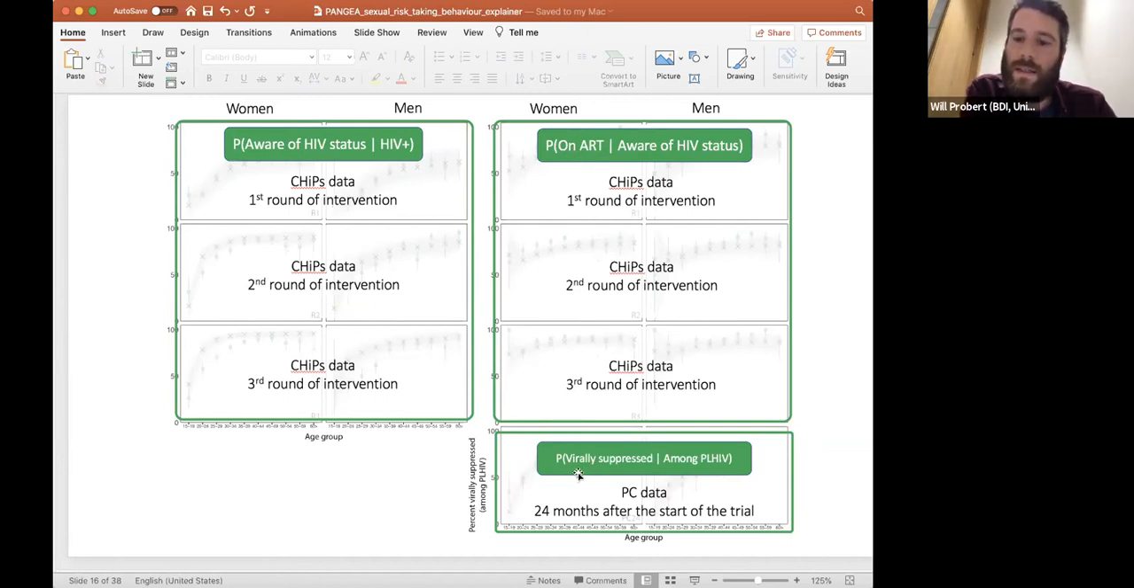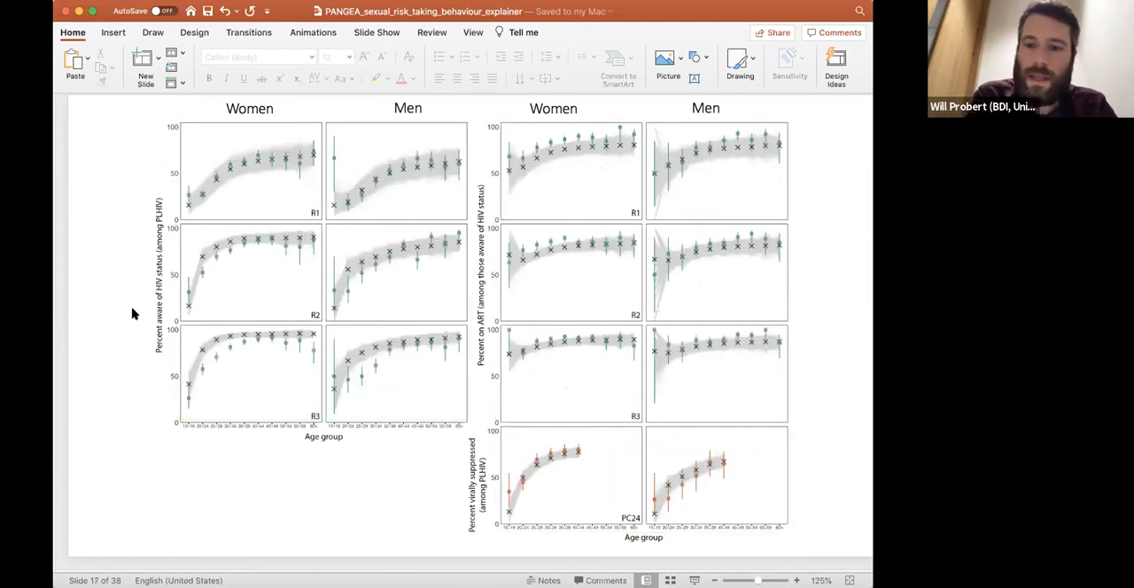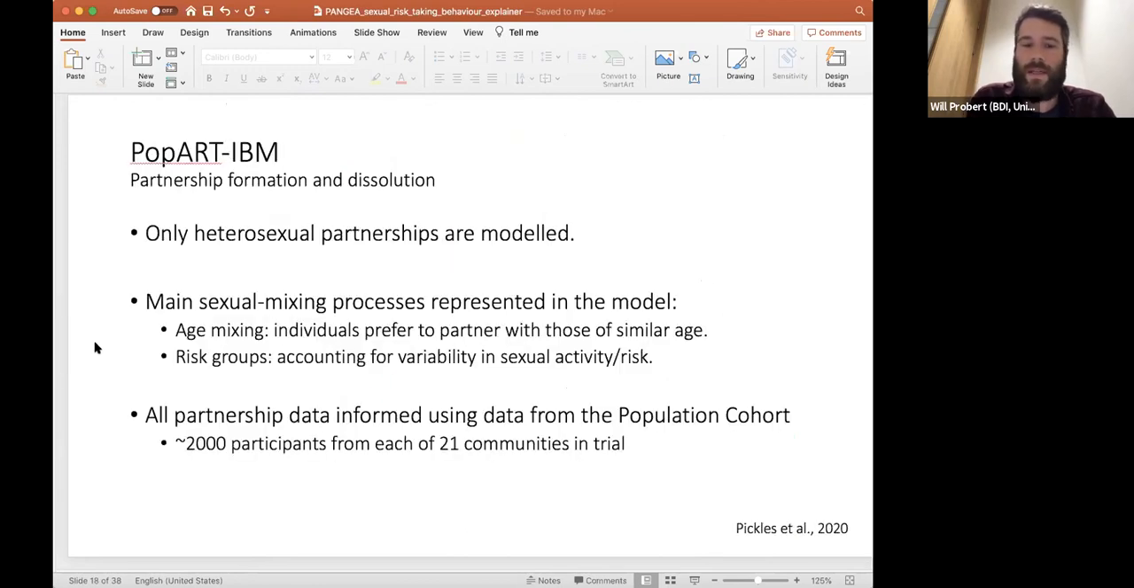given awareness of HIV status, and we have 24 months after the start of the trial, age and sex stratified viral suppression data. So we can see that the model fits reasonably well to a large range of data.